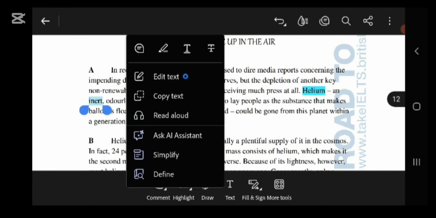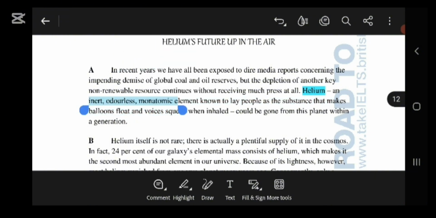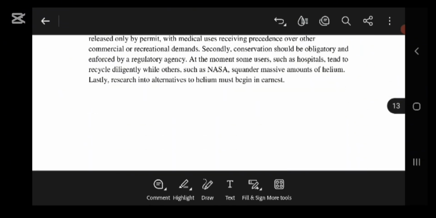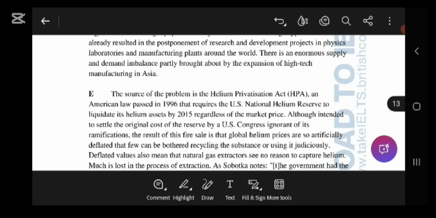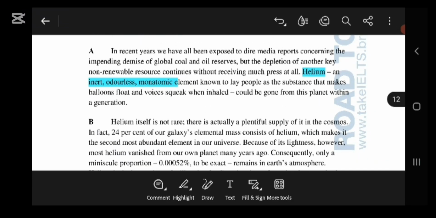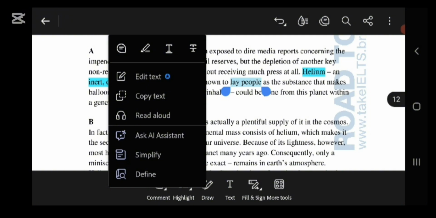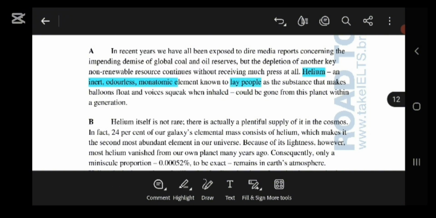And inert, okay, an inert, odorless, monatomic element known to lay people. Oh, I've seen something that points to something. I'm sure that has also occurred to you. Yes, the physics is sounding like chemical properties. So we have chemical properties, and how non-scientists, lay people, know it: the substance that makes balloons float and voices quake.